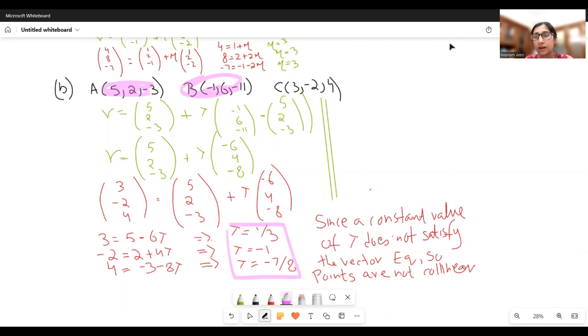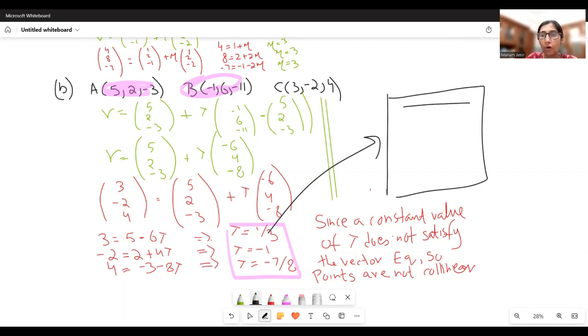So in the marking scheme, there are several cases of lambda given to you. In the marking scheme, you'll get answers like this, or this, or this. So you'll get multiple scenarios. One of these would be that lambda equals 1 by 3, lambda equals minus 1, and lambda equals minus 7 by 8. So the bottom line is that no, the 3 points are not collinear, since we are not getting a constant value of lambda that satisfies the vector equation.